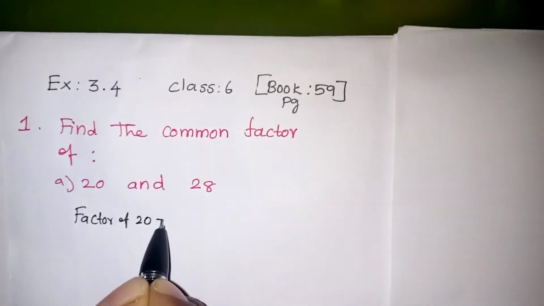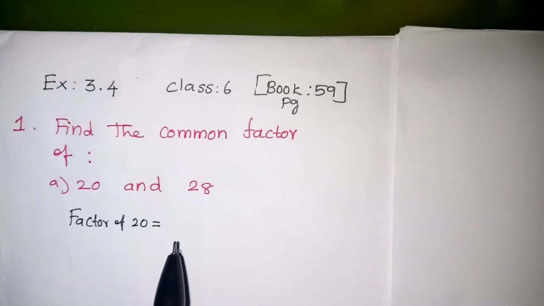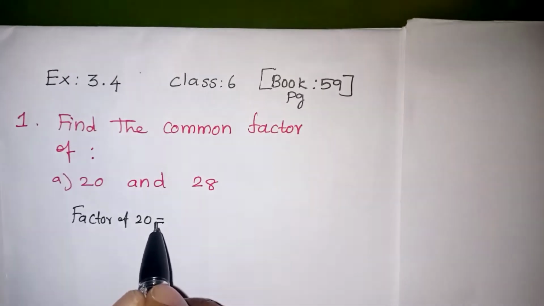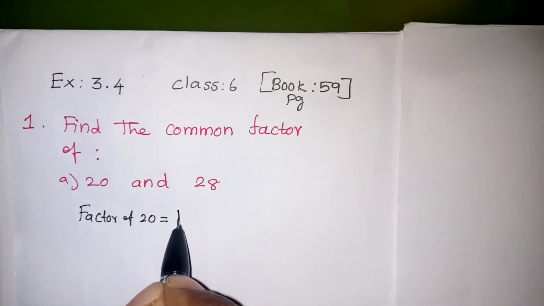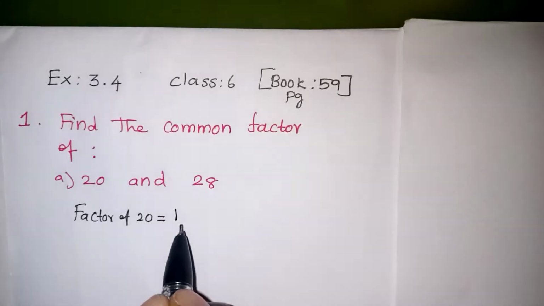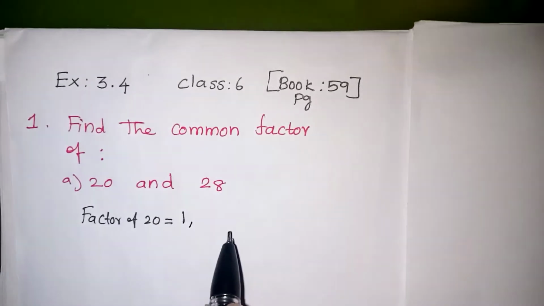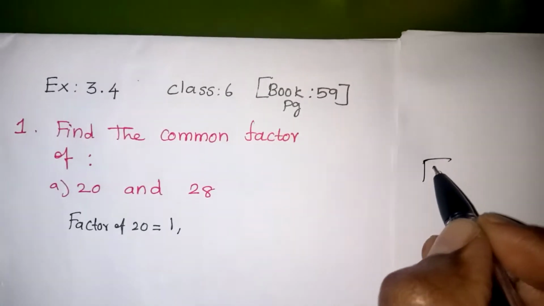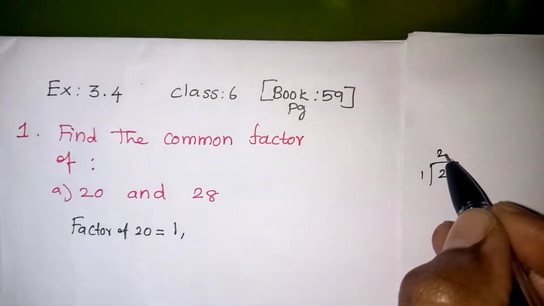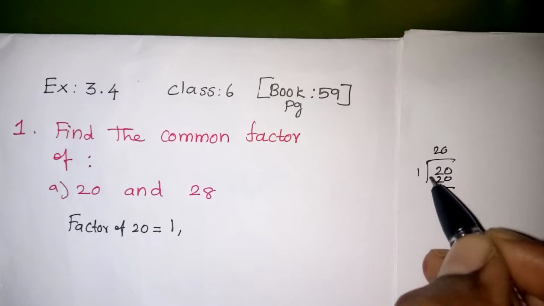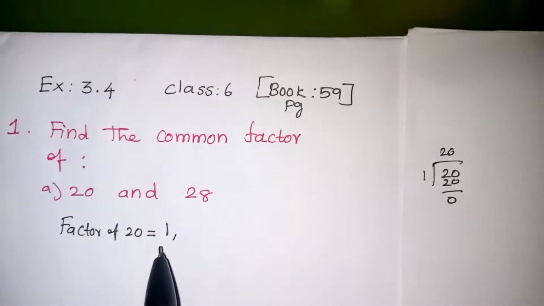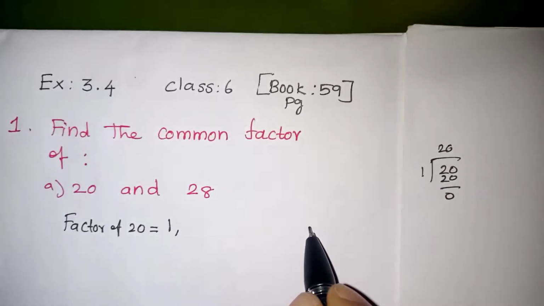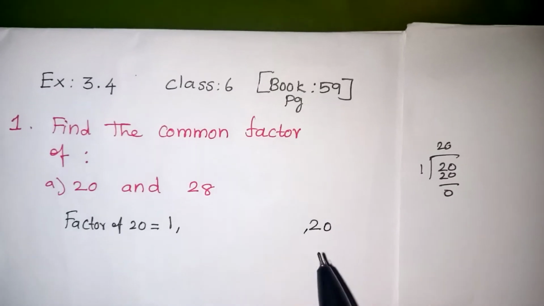So 20 will come in which tables, we have to write all that. All the numbers will come in the 1 table, so 1 is a compulsory factor for all numbers. 1 into what number will give you 20? Or we can divide 20 by 1. So 1 into 20 is 20. So 1 is a factor, which means 20 is also a factor.